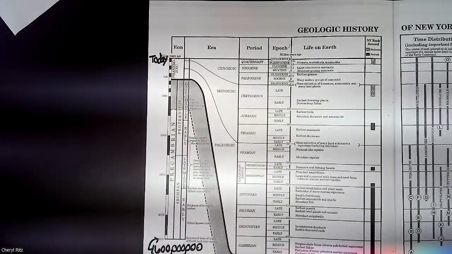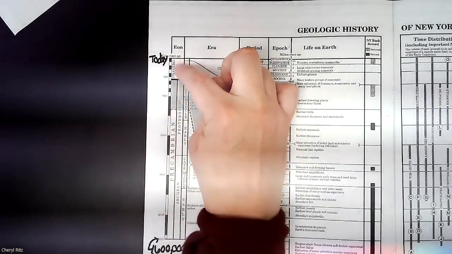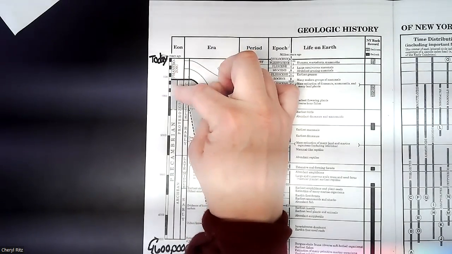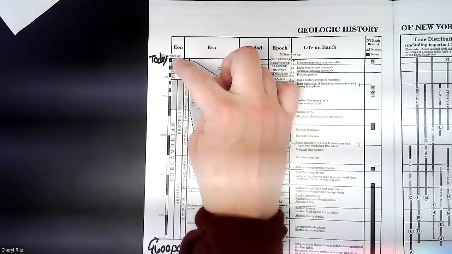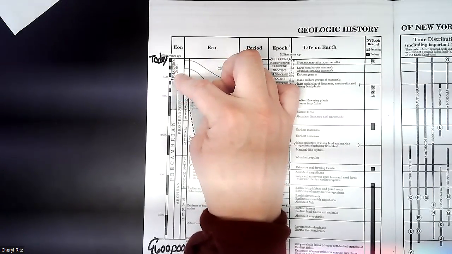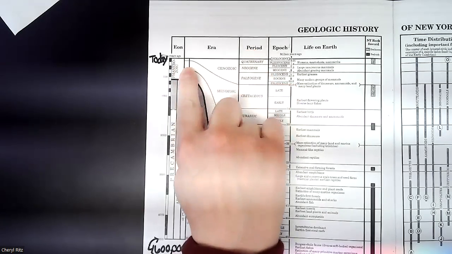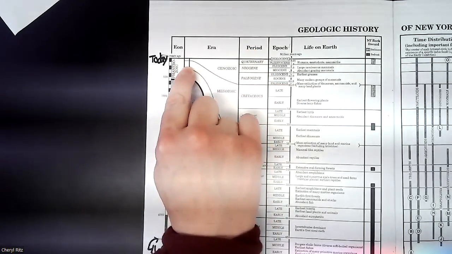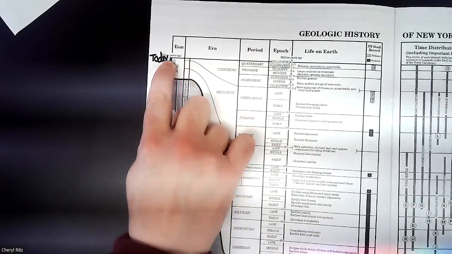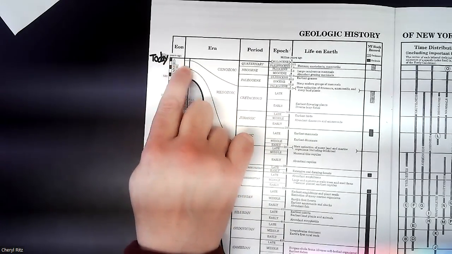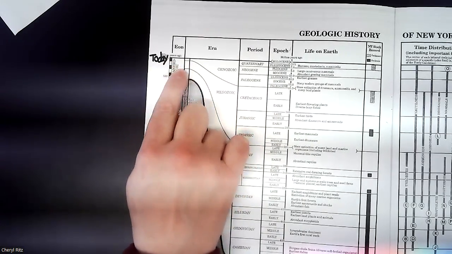There are only 2 eons in all of geological history. So those 4.6 billion years can be broken up into 2 eons. Here's the first one, or the one that we're currently in. By the way, how do I know that this is the one we're currently in? Right here. Yeah. Okay. Because it's near the 0 million years ago. Perfect. That's today. We are in this eon.